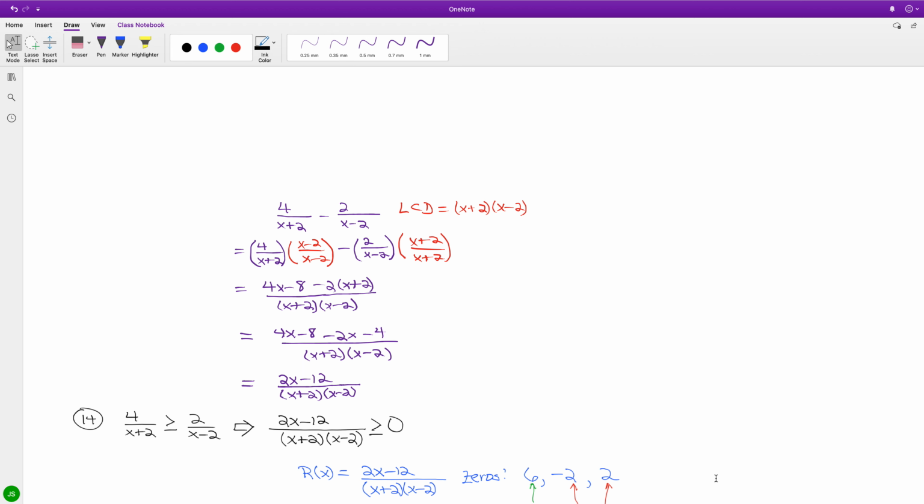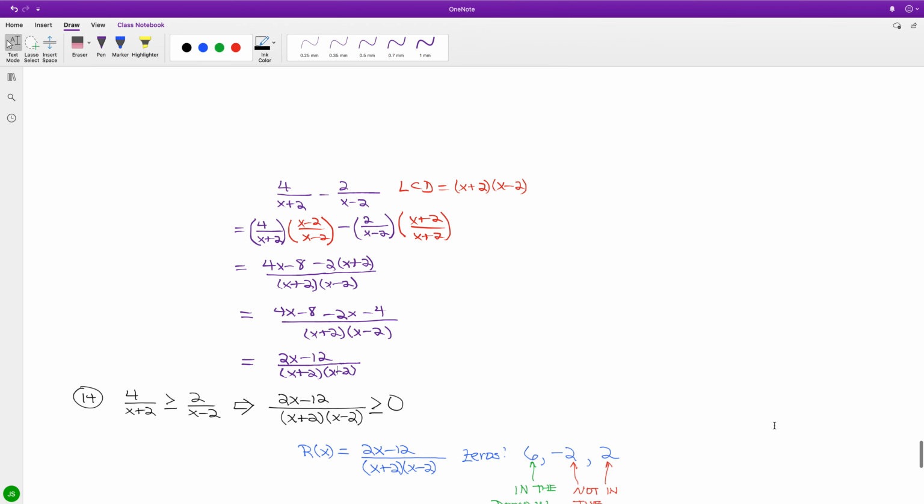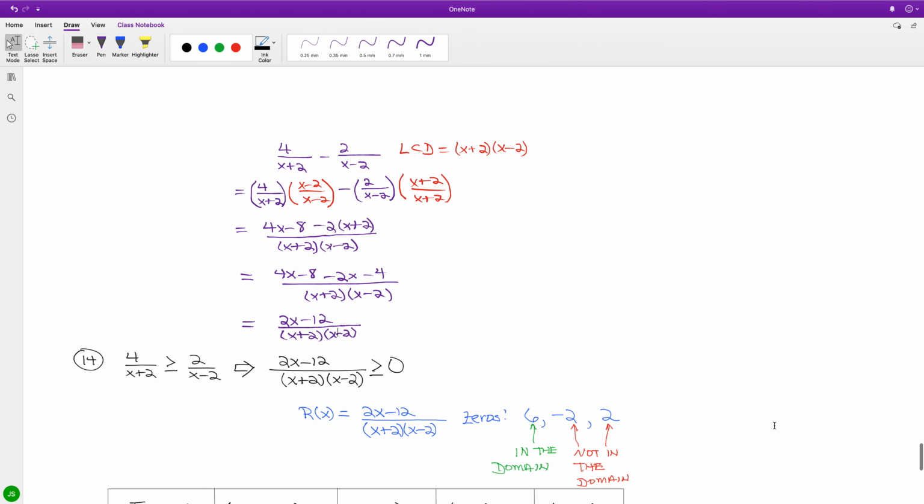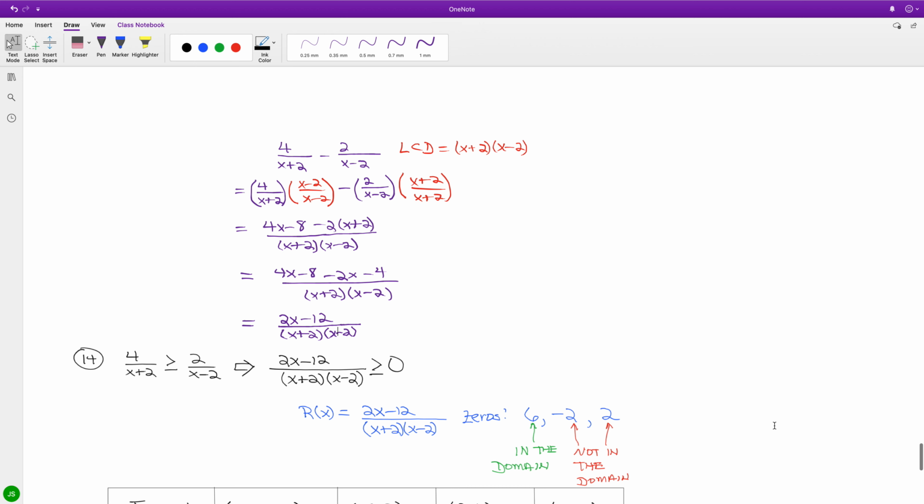And again, you can have a 0 numerator as long as you do not have a 0 denominator. From the numerator, I have 2x minus 12, from which I have 6. And 6 does not create a 0 denominator. So 6 is going to be in the domain of this consolidated rational expression. However, in the case of negative and positive 2, those create 0 denominator values. So neither of these amounts will be in the domain.